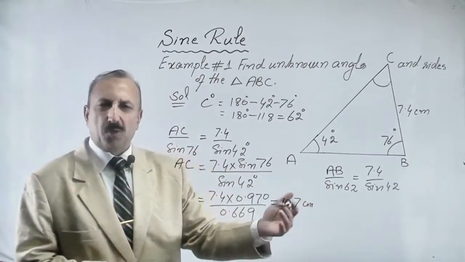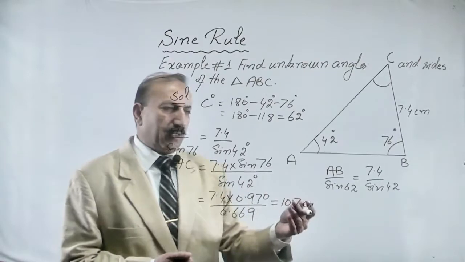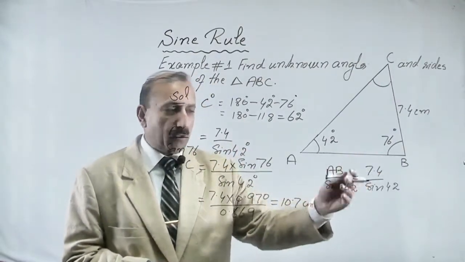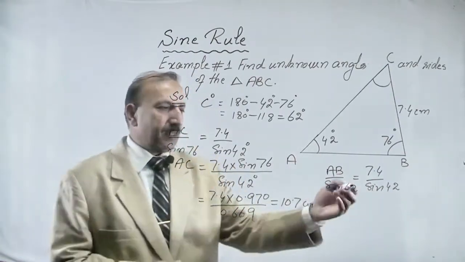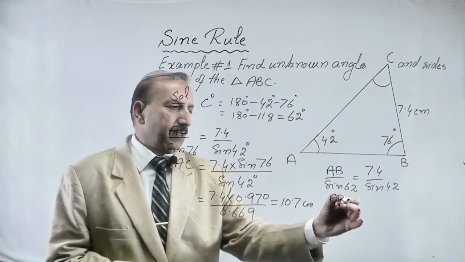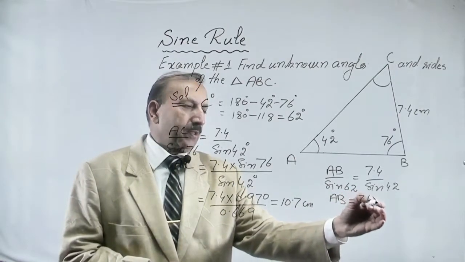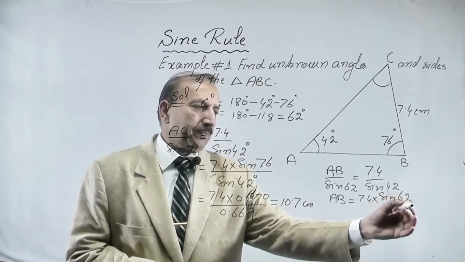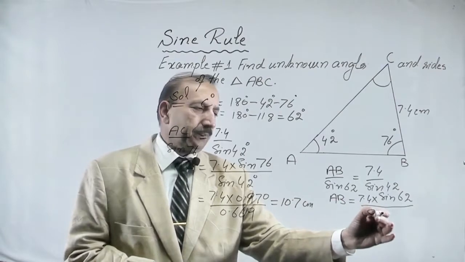This is a simplification process. It is totally up to your mental setup how you would like to carry on, whether you first insert the values and then simplify. It's just a simplification process. This AB is equal to 7.4 times sine of 62, divided by sine of 42.